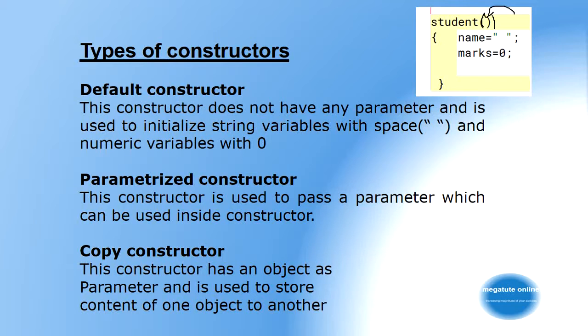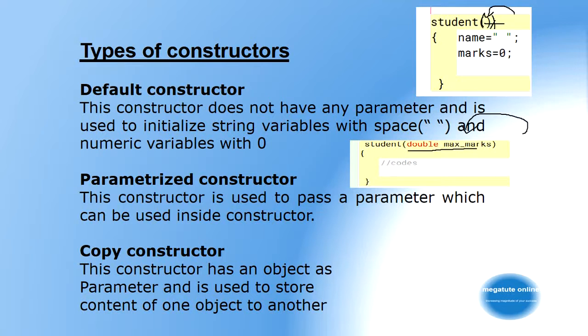So the default constructor does not have any parameters. So they have nothing over here. So that is the default constructor. Now, the parameterized constructor, if you observe, has some value over here. So this value has been passed from outside to it. All right. So that's why it's called parameterized constructor.